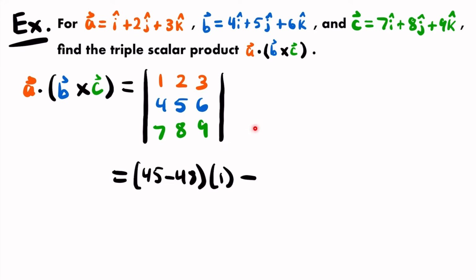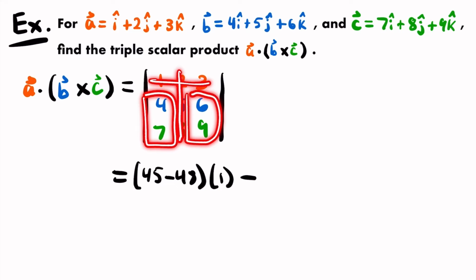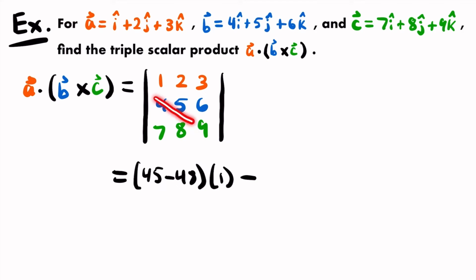Now we're going to be looking at 2, the second number in that first row. And so we're going to cross out the row and the column that 2 is in and use the remaining 4 values to calculate another 2 by 2 determinant. So this time we will have 4 times 9, which is 36, minus 6 times 7, which is 42. So we have 36 minus 42, and that will be multiplied by 2. That number that we covered up to find those 4 values that we used to calculate this determinant.